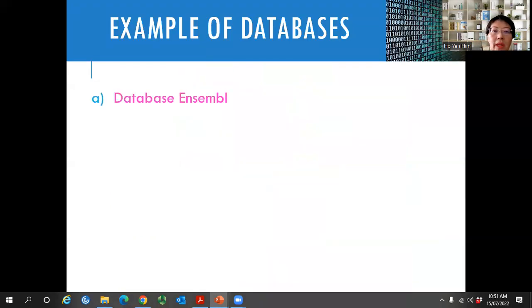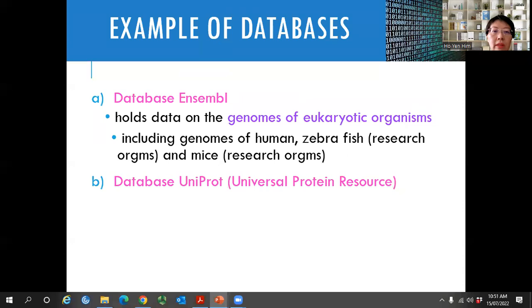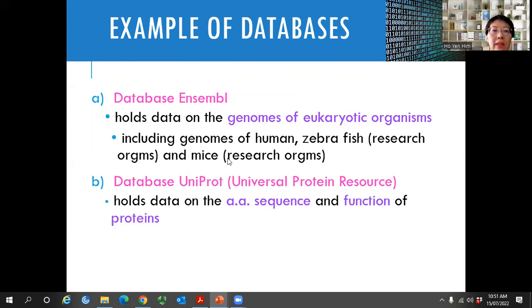So these are examples of databases, right? Database Ensembl and database UniProt. Database Ensembl holds data of genomes of eukaryotic organisms, which include genomes of human, zebrafish, mice, because these are organisms that are highly used as research organisms. So therefore, scientists have found out their genomes. And then database UniProt, prot means protein, universal proteins, so whole data of amino acid sequence and function of proteins. So these are examples of the databases.